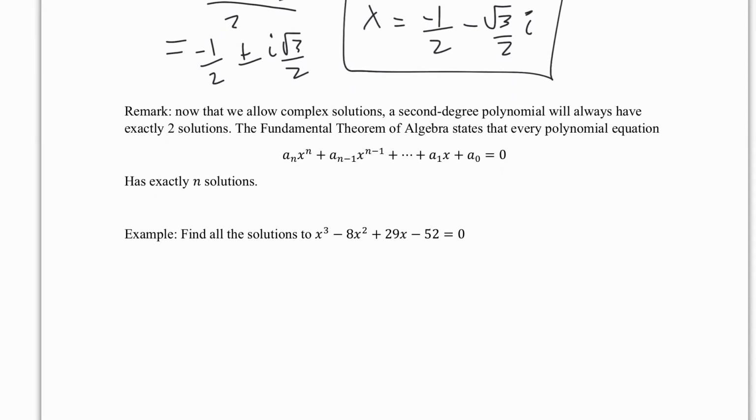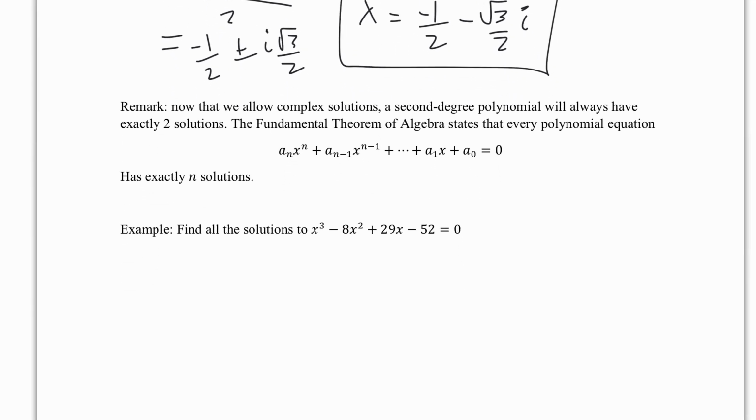Another remark here: now that we allow complex solutions, a second-degree polynomial, a quadratic in other words, will always have exactly two solutions. And we have this wonderful thing called the fundamental theorem of algebra, which states that every polynomial equation has exactly n solutions. So it's very cool that way. Every polynomial equation. If you have degree 3, you're going to have 3 solutions. Degree 4, you're going to have 4 solutions. You get exactly as many solutions as your highest power, which is very cool. It's a nice, beautiful result.